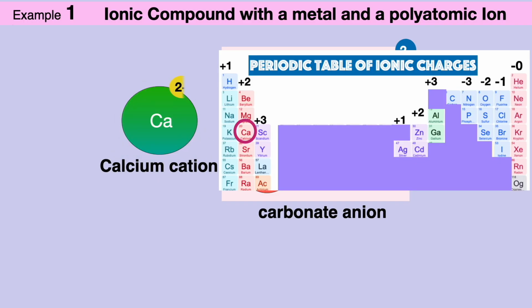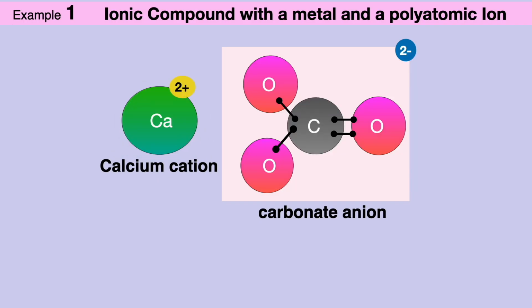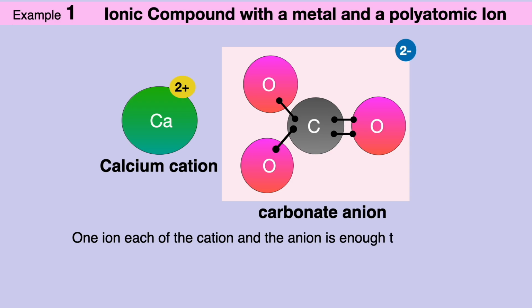A calcium cation is a metal having 2 positive charge. When they interact, an ionic compound is formed. One ion each of the cation and the anion is enough to neutralize the total charge of the formed compound.